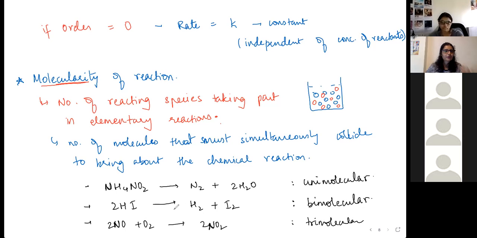This is similar to the formation of H2O. Let's look at that reaction: H2 plus O2 gives H2O. If I want one molecule of water, I think this would come under bimolecular, because you need at least one hydrogen and one oxygen to get one H2O.